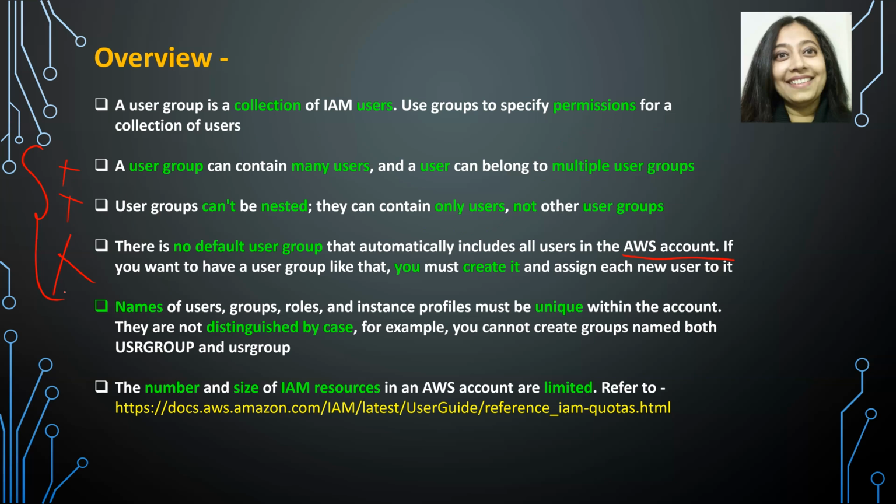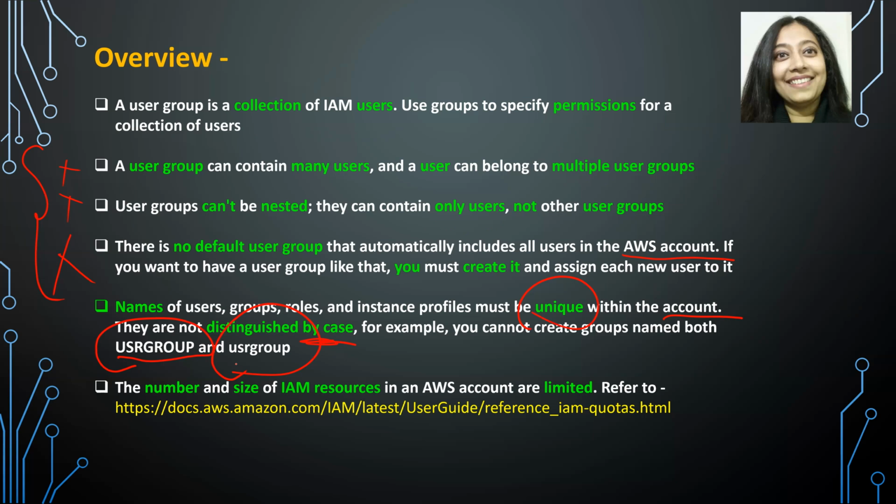Names of users, groups, roles, instance profiles must be unique within an account. And they are not distinguished by case. That means they are not case sensitive. So essentially, let's say you created a user group like this with this name. So this user group and this user group are the same. It's the same thing. The only difference between them is that one is in uppercase and the other one is in lowercase, but they are not distinguished by case. So it still means the same.